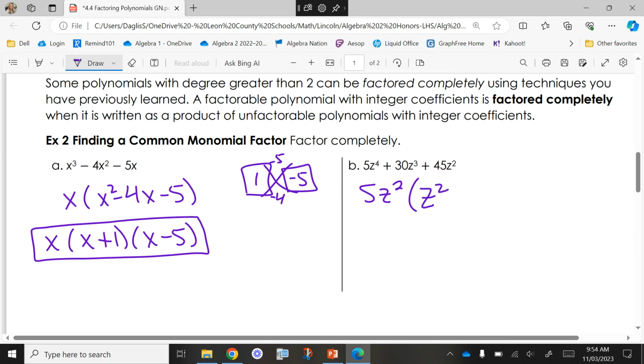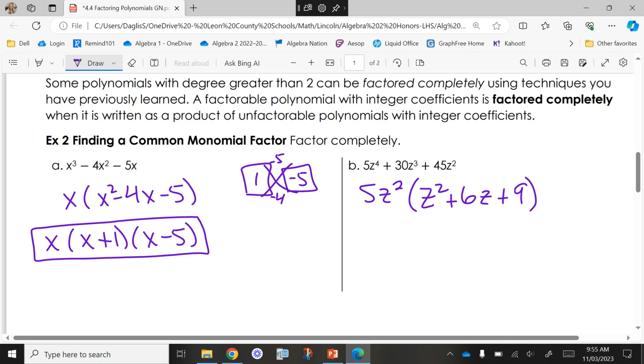What is 30 divided by 5? 6. Z cubed divided by z squared? Just z. 45 divided by 5? 9. Z squared divided by z squared? Okay, so 5z squared is a factor. Z squared plus 6z plus 9 is a factor.